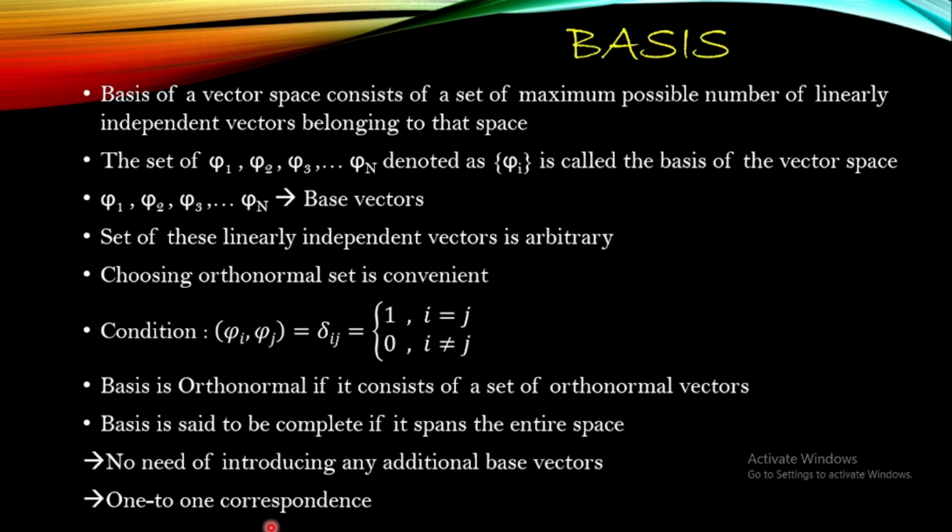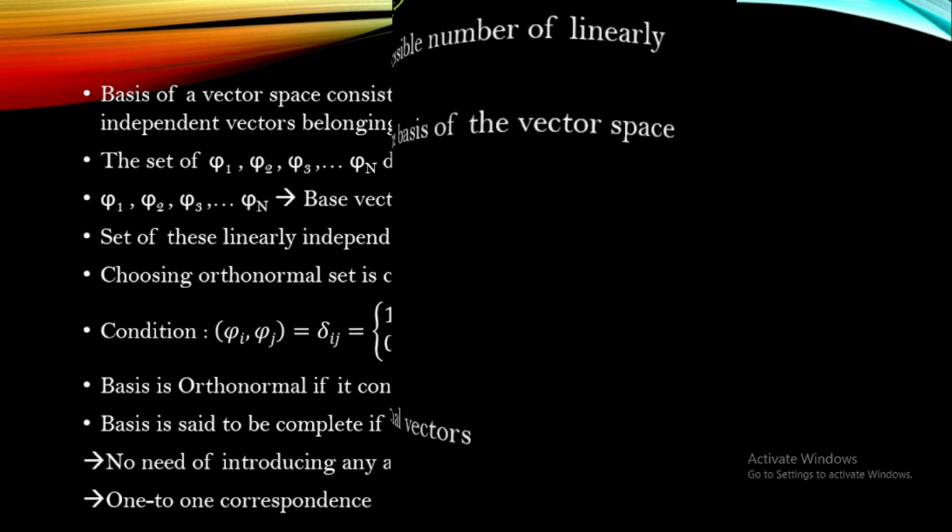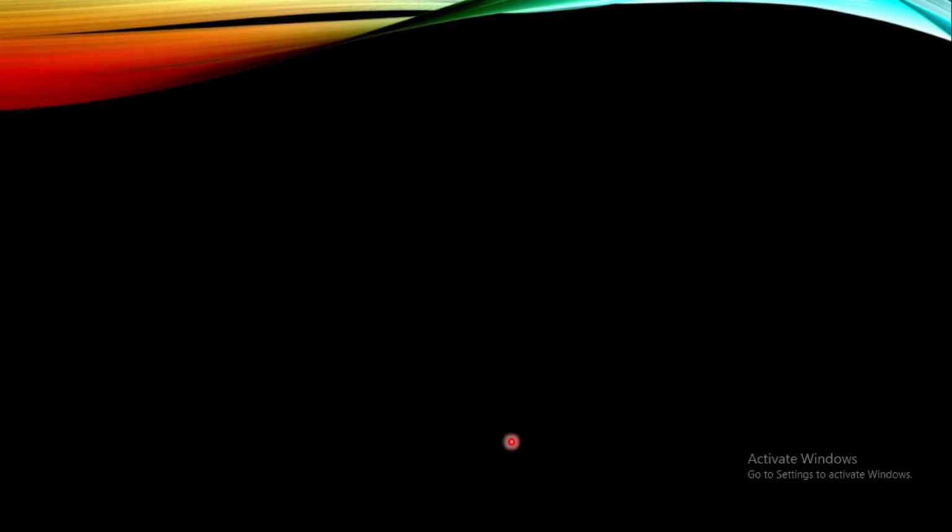Now let us move on to the next concept, which is again important, which we discussed here, that is the one-to-one correspondence between the basis vectors and dimensions of the space. We have understood what actually the basis vectors or base vectors are. Now let us understand what actually is a dimension of the space. So it has the usual meaning.